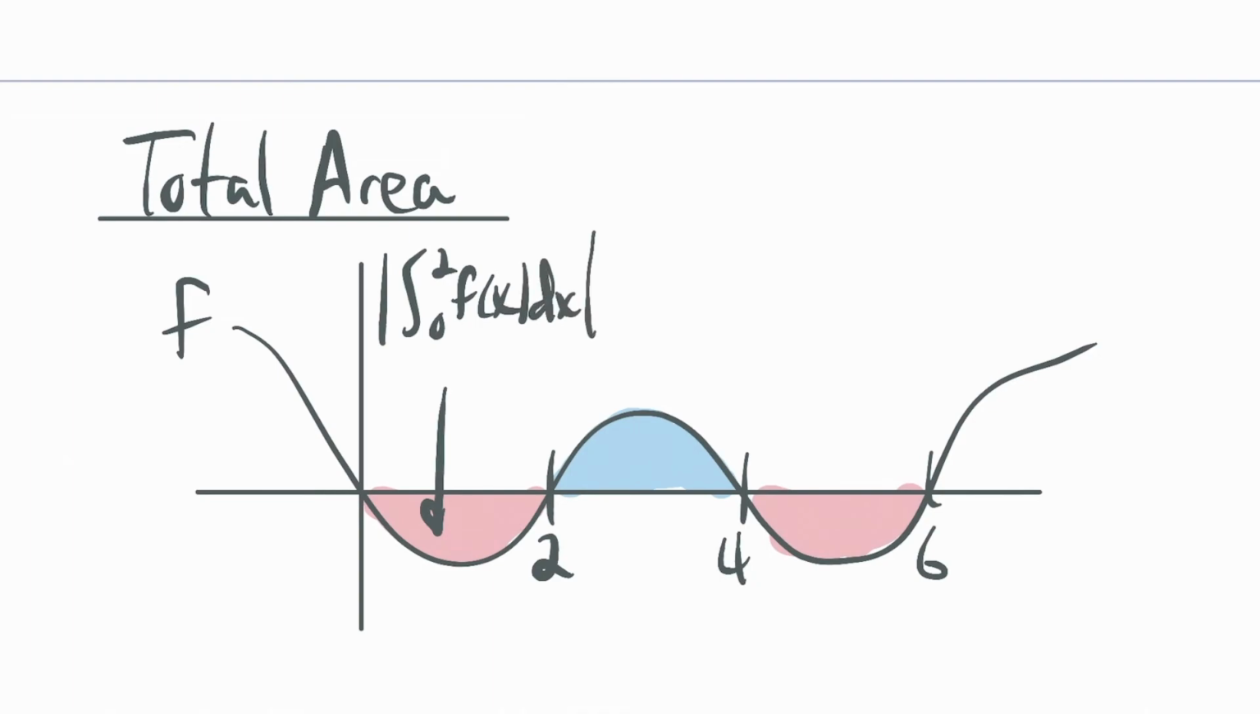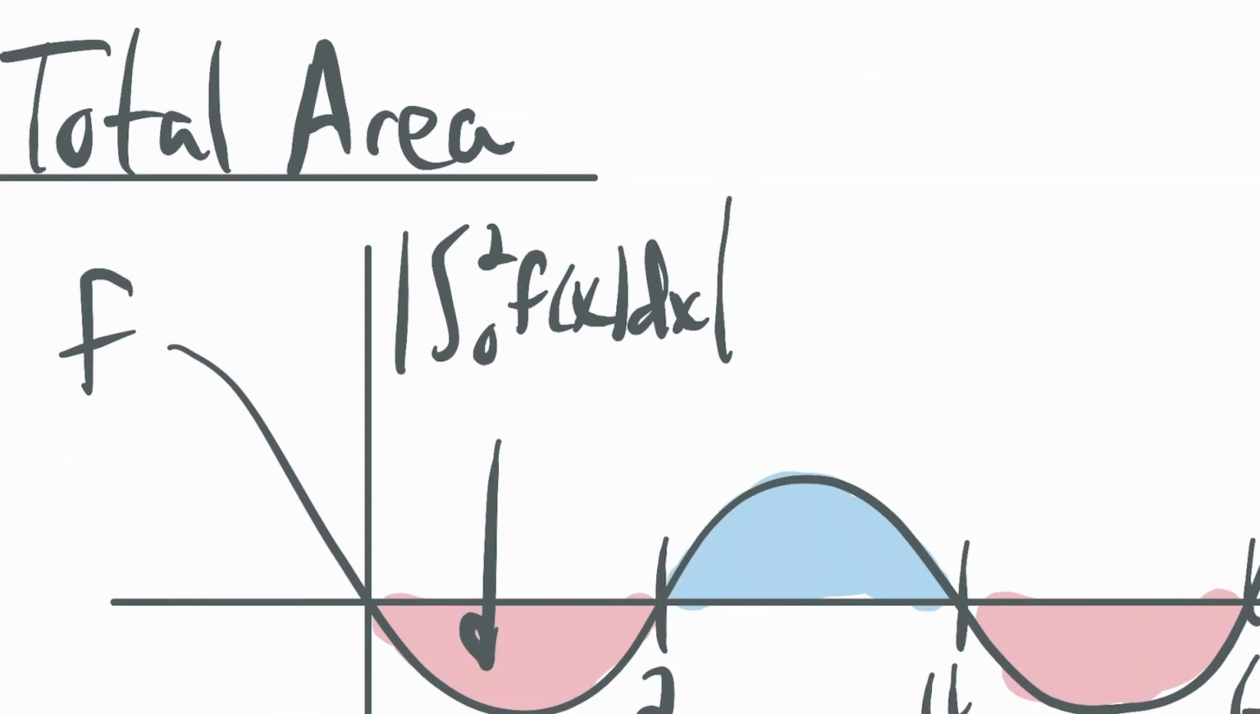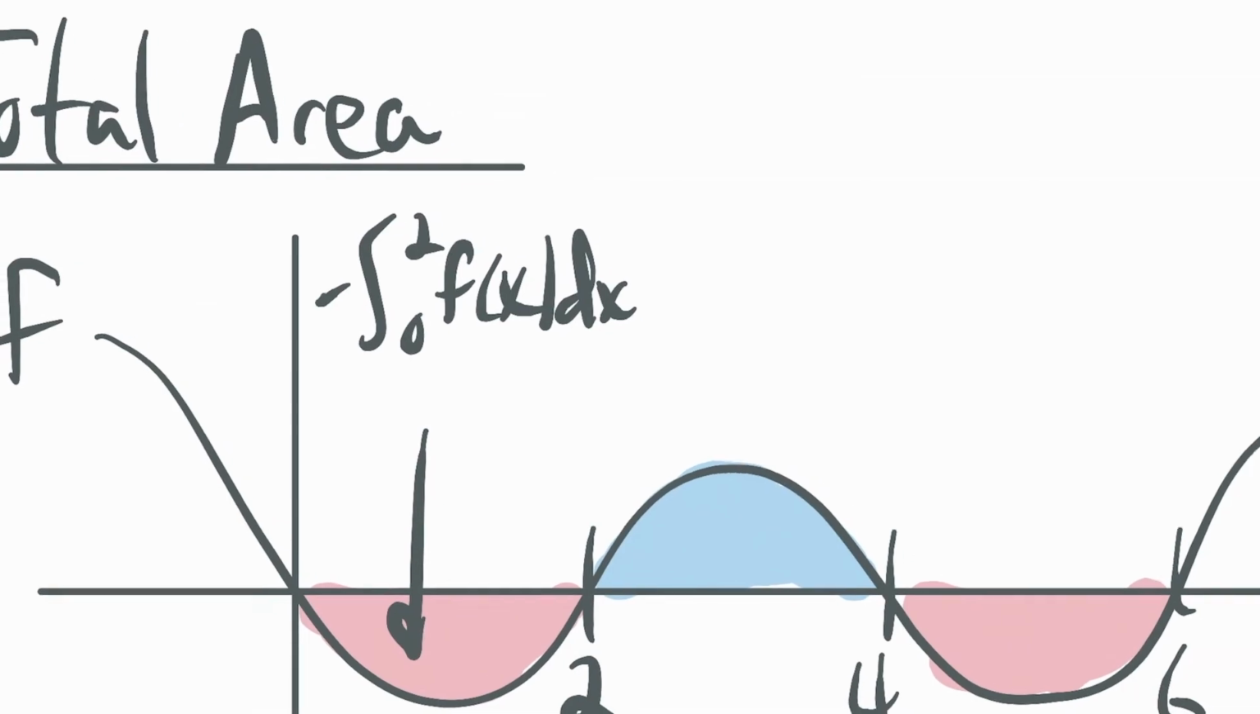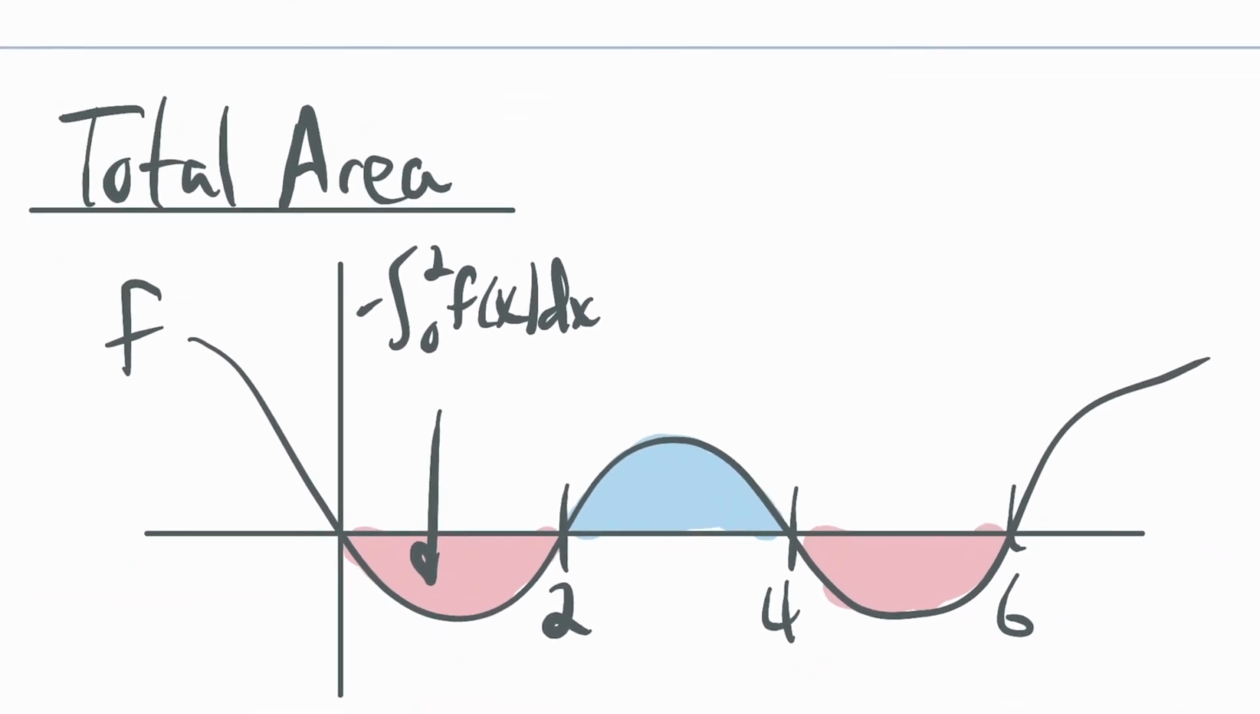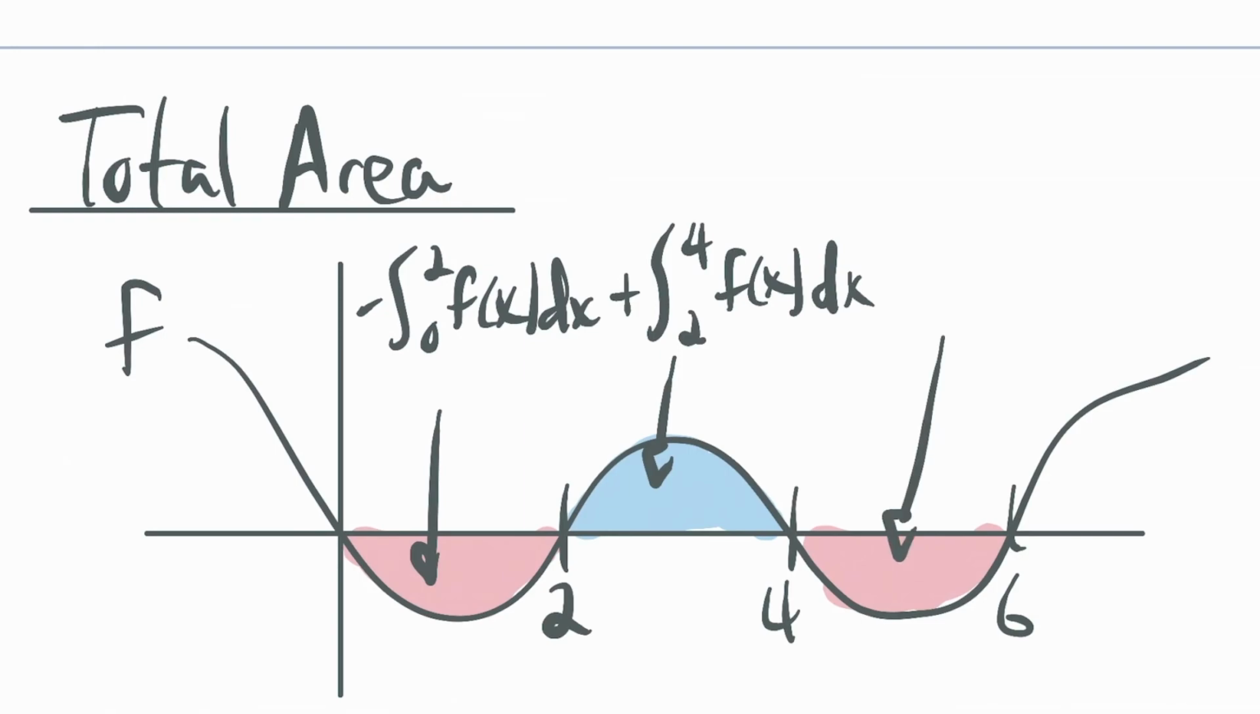Or if I want, since I know that the integral is going to be negative, I could just negate it if I want to, or put absolute value bars. Either way is fine. And then for this section, I'm going to need to add the integral from 2 to 4 of f of x dx. And then for this section, I'll need to subtract the integral from 4 to 6 of f of x dx. And those three together will give me the total area.